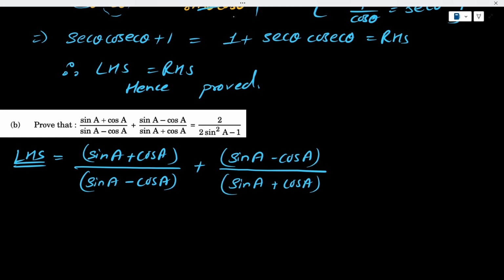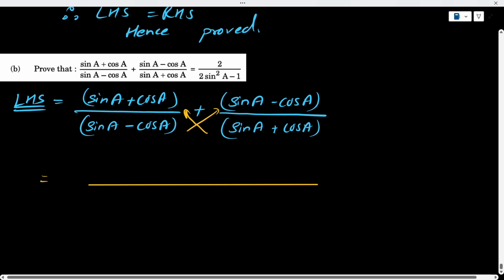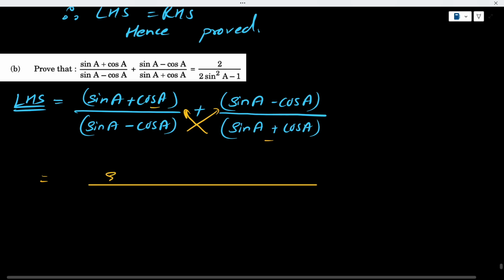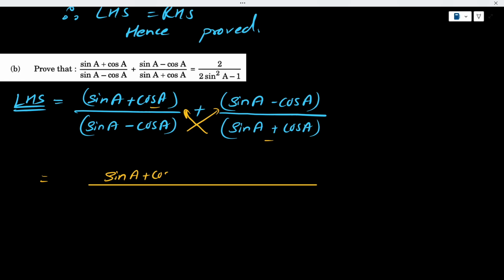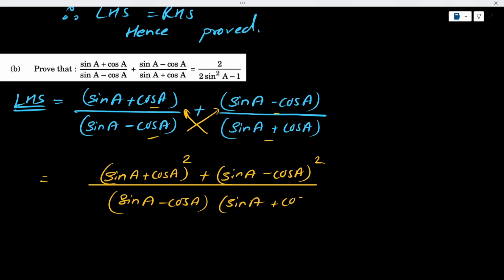Now, first thing I have to get the common denominator. So what can I do here? I can do cross multiplication to get the numerators, and for the denominator it will be the product of denominators. If you see this and this, it's the same, so I can write it as whole square. So sine A plus cos A whole square, plus if you see this and this also, it's the same, so it will be sine A minus cos A whole square, right? And the denominator will be the product of denominators, which is this, and sine A plus cos A, right? This is my first step.